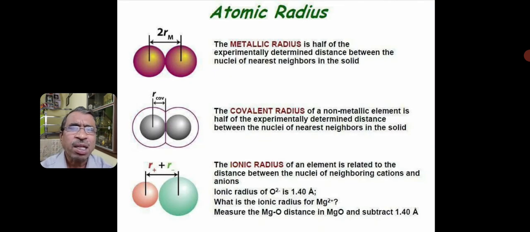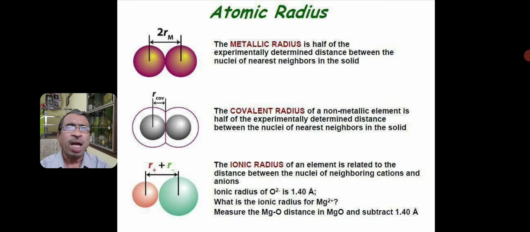Now these are the slides. It shows the atomic radius. In atomic radius, we have metallic radius, covalent radius, then van der Waals radius. Okay, they are all atomic radius. So how is this shown here?